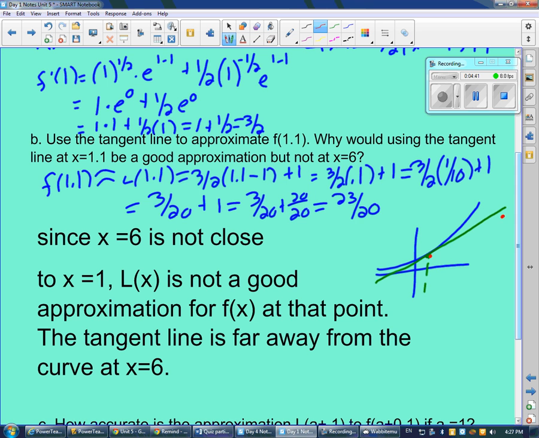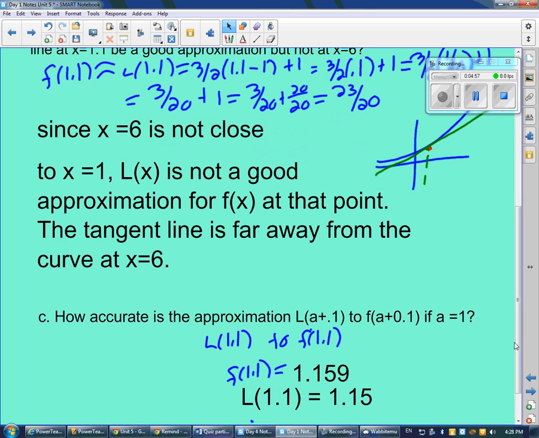But if I come out here, my tangent line's really far. So since x equals 6 is not close to x equals 1, L of x is not a good approximation for f of x at that point. The tangent line is far away from the curve at x equals 6. It's only close at the point that we write our tangent line for.